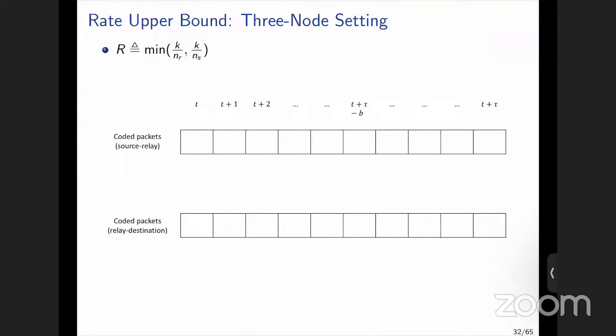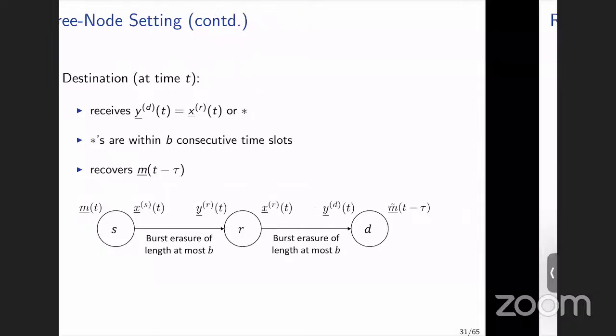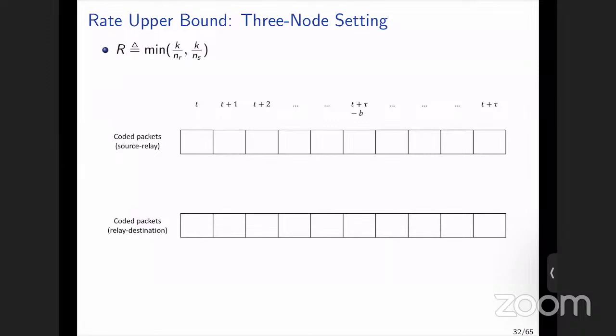Now let's look at a rate upper bound for the 3-node setting. Naturally, the rate is defined to be the minimum of K over NR and K over NS. Recall that the coded packet sent by the source has size NS, and the coded packet sent by the relay has size NR, and the message size is fixed to be K. Because of that, the rate for this setting is defined to be the minimum of K over NR, comma, K over NS.